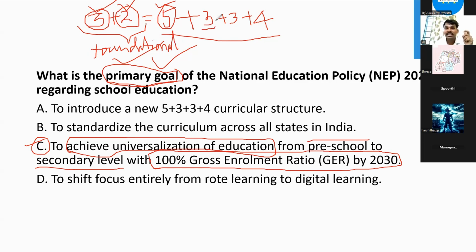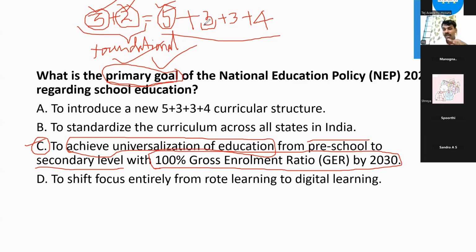The next 3 years, that is class 3, class 4, class 5. What is this stage known as? Preparatory. Yes, preparatory stage. So Shreyan and others who have joined late, please make a note of it. The next 3 years is known as the preparatory stage. The PPT is already shared in the group of NEP 2020. You can have a look at it.